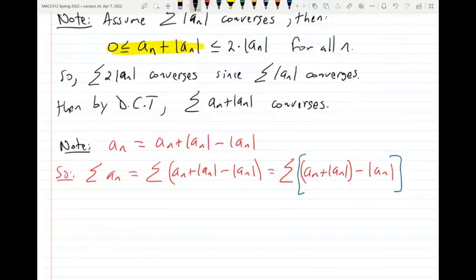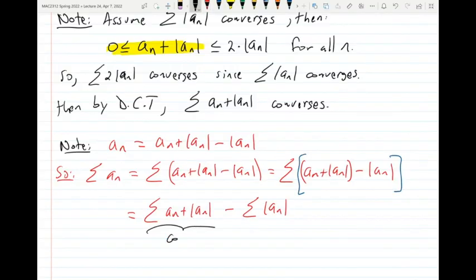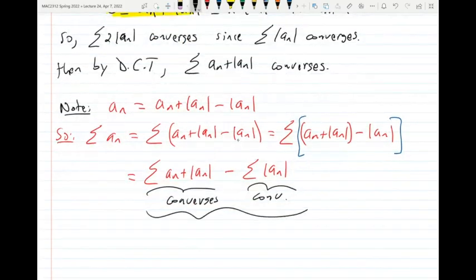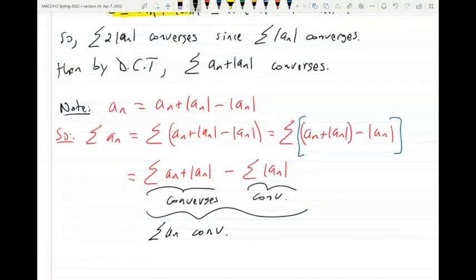So this now equals this guy minus this guy. But this converges. This one converges. So the series AN converges. Okay? So moral of the story, if the series of absolute value converges, then our series converges. Okay? Then the series without the absolute value converges. So converging with absolute value is a very strong condition because it forces the original series to converge as well.